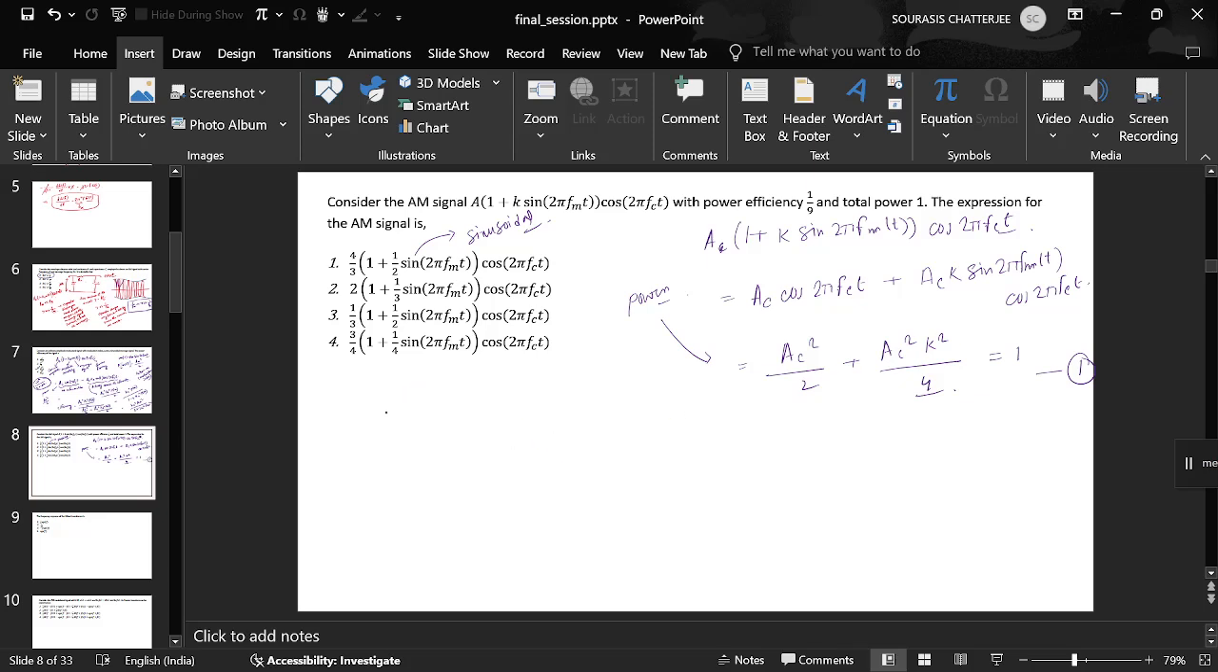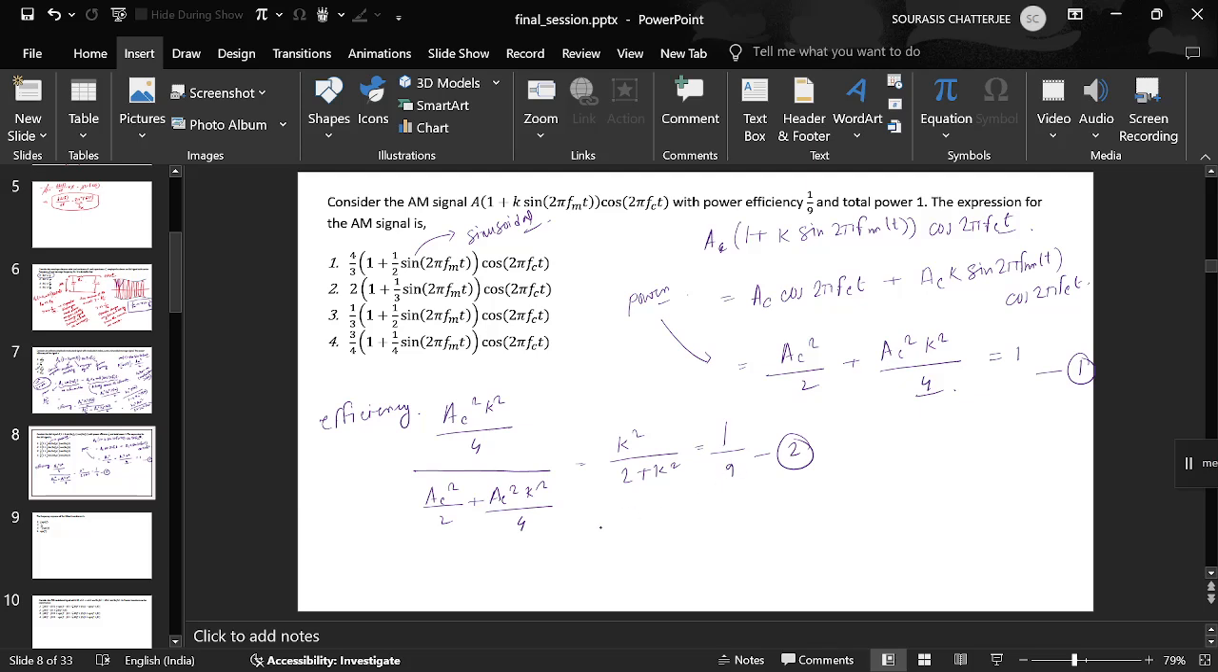The power efficiency is AC square k square divided by 4 over AC square over 2 plus AC square k square over 4. This will become k square divided by 2 plus k square, which is equal to 1 over 9. This is our equation 2. So we have two unknowns, AC and k, and two equations, so it's pretty easy to solve here.